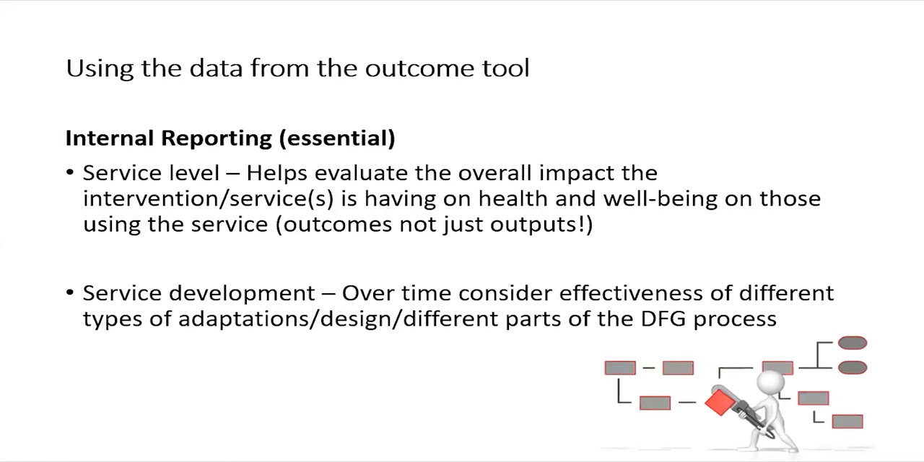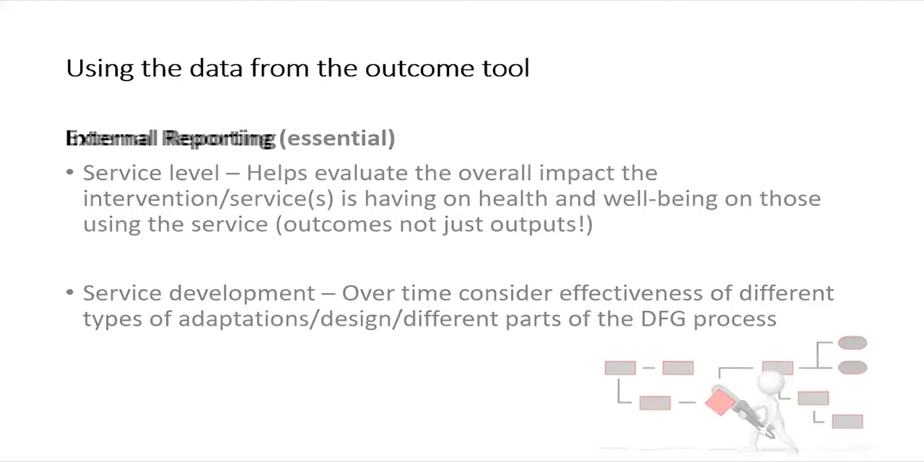I think from a service development point of view, again going back to my previous point, if we're looking at outcomes, it helps us to consider the effectiveness of different adaptations, different designs of adaptations, and how different parts of the DFG process might be impacting on the outcomes. So from a service development point of view, data from the outcomes are really important in terms of helping improve the delivery of the DFG. As I say, I think it would be really great to be able to capture sets of data on different types of adaptation, different designs of adaptation, so that we can use that data to improve what we're doing. And again, looking at different parts of the DFG process and seeing if there's an element of the DFG process that is perhaps hampering how we're achieving outcomes, if that makes sense.